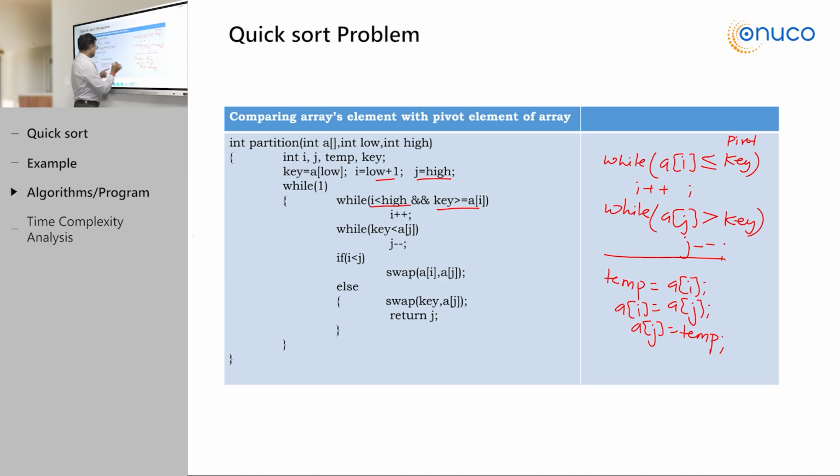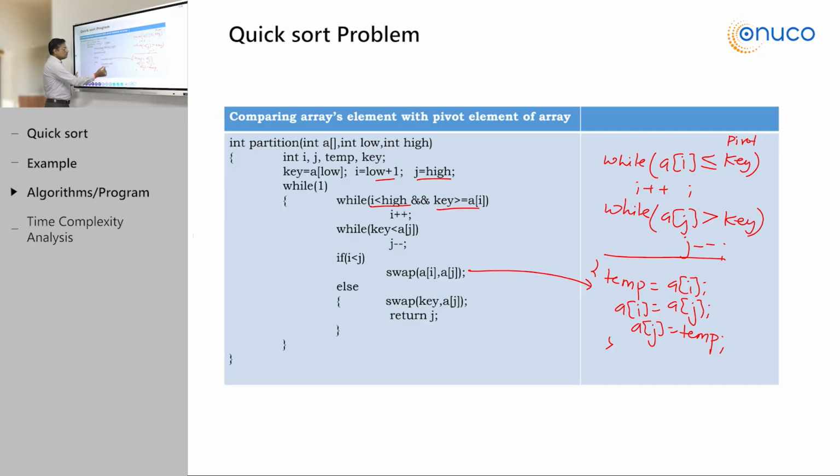Okay, for this swap function you can write all the code, and if you are writing 3 lines inside this if statement, then it must be in curly braces. One line we can write directly, more than one line we have to use the curly braces. Similarly, here swap pivot element with A of J: temp is equal to key, key is equal to A of J, A of J is equal to temp. So 2 times you have swap functions.